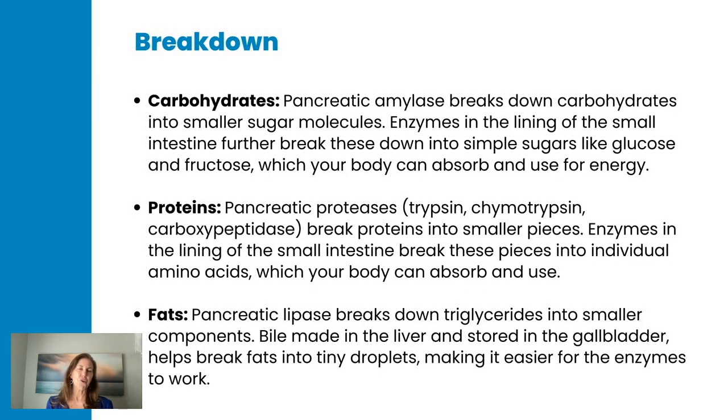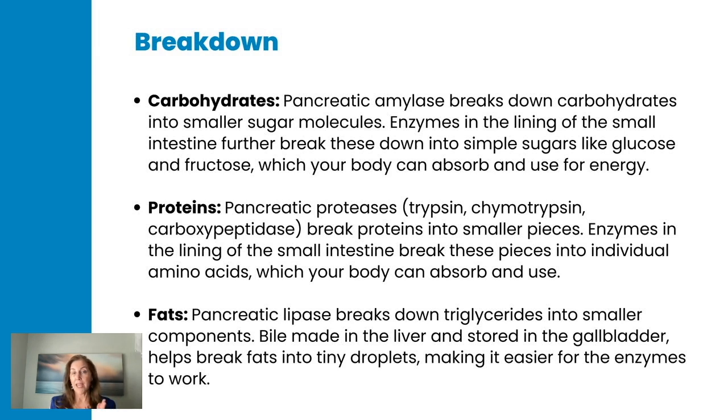Okay, so let's look at further breakdown of the food. We have these carbohydrates that we're eating. So we have a pancreatic enzyme called amylase that breaks these carbohydrates, these big pieces of carbohydrate, into smaller molecules. Then we have enzymes in the lining of the small intestine that break these pieces down even smaller. So they're simplest, and that's glucose and fructose. And those are the forms that we actually absorb through the small intestine.